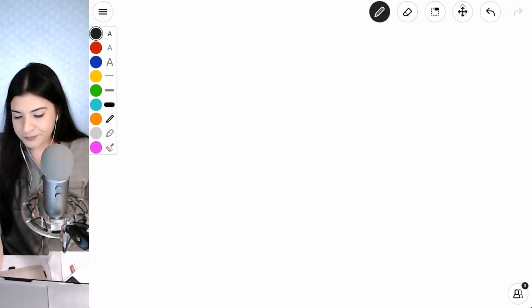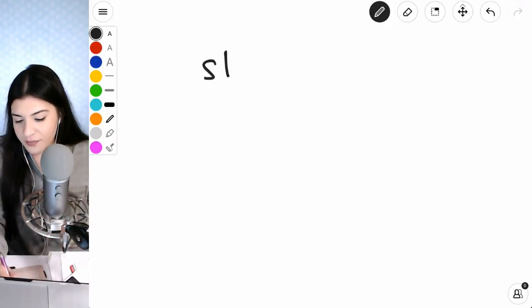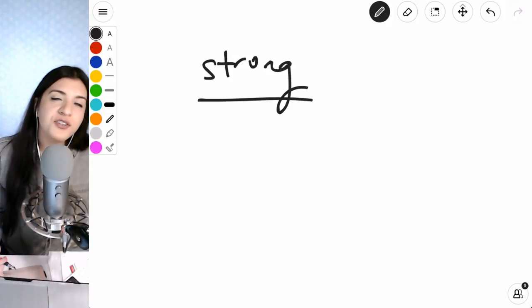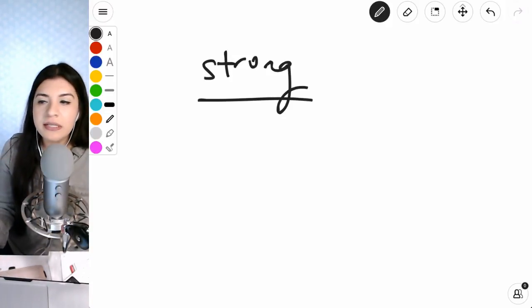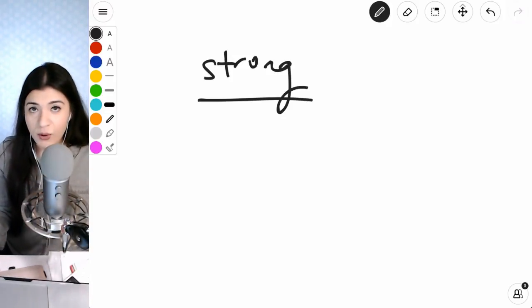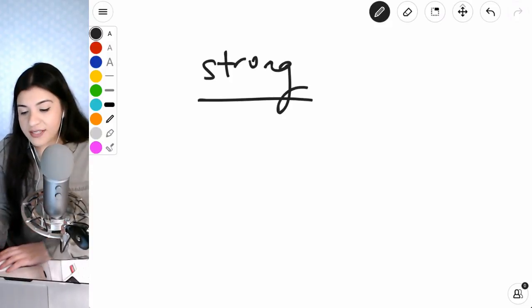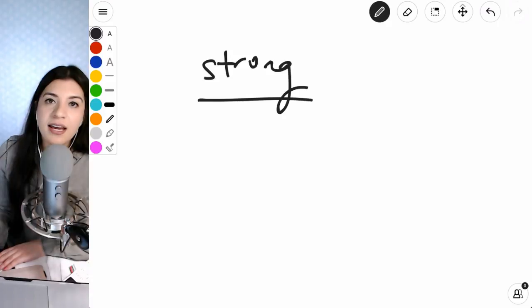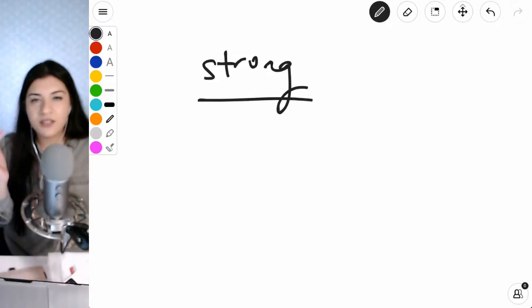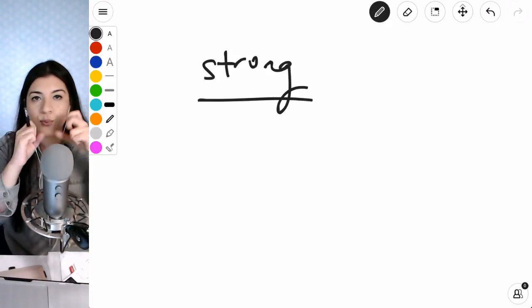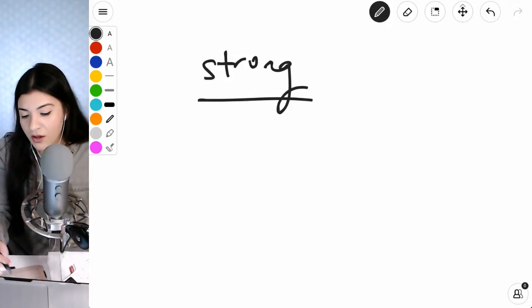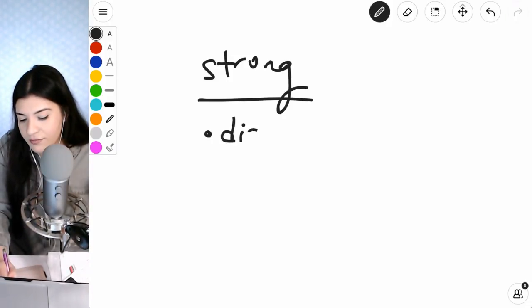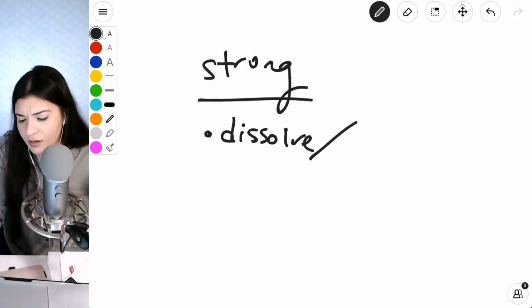Let's start off with a strong electrolyte and what's really going to happen. If an electrolyte is strong, that means it completely dissociates. That's something to note. If it's strong, it completely dissociates in water. Think of dissociation as dissolving or breaking apart into ions. So this is going to dissolve, or I'm going to say dissociate, completely.